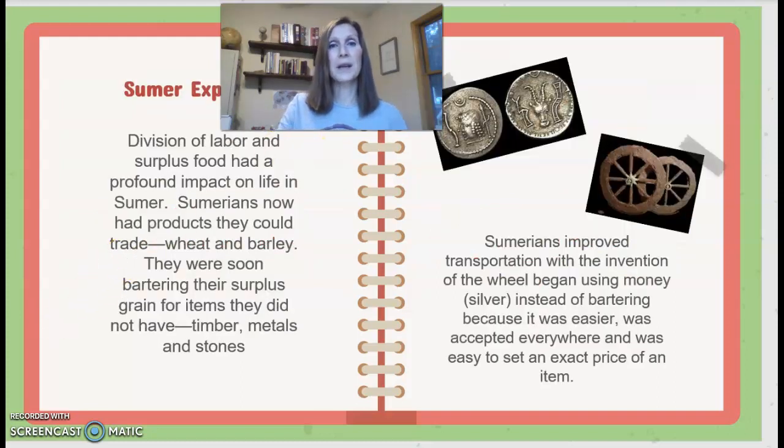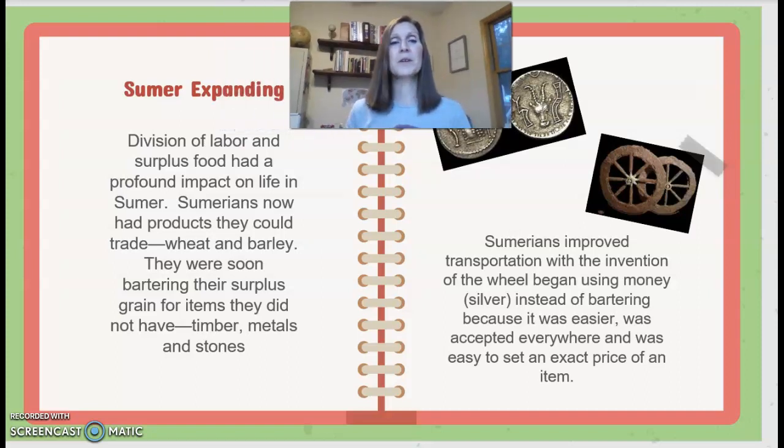Sumer expanding. Move this over a little bit. I'm not sure where to put that. I'm sorry, I can't make it small with the way my screencast is acting up, so I'll try and move it over. There we go, Sumer expanding.